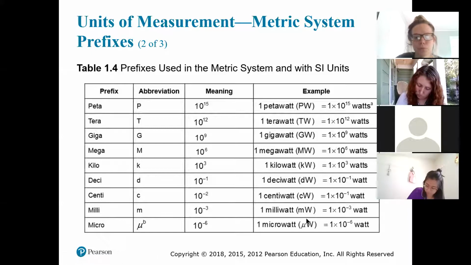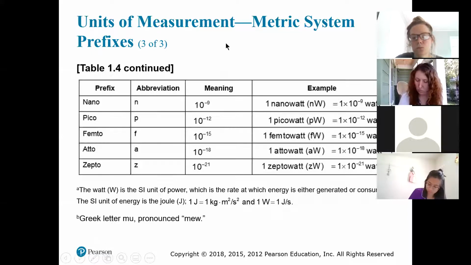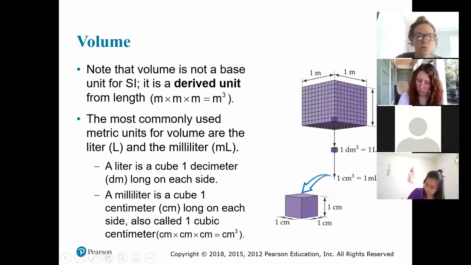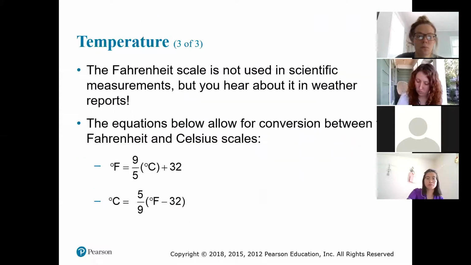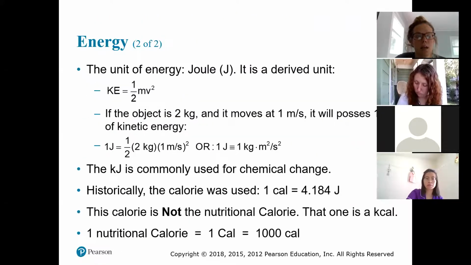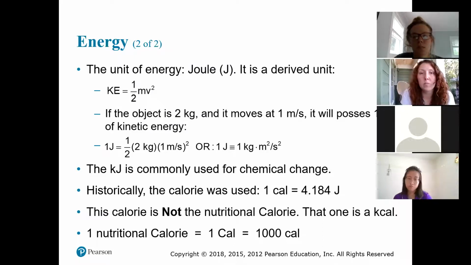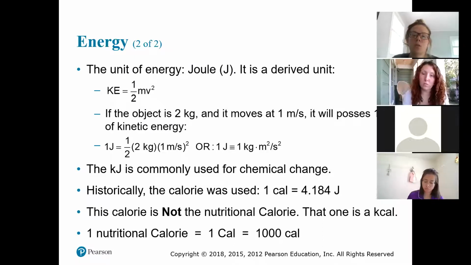Okay. All right. Energy. So the SI unit of energy, this wasn't on the previous slides, but the unit we use is a joule, capital J, named after James Joule.